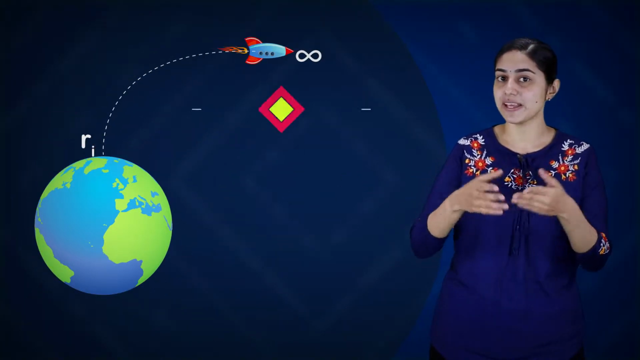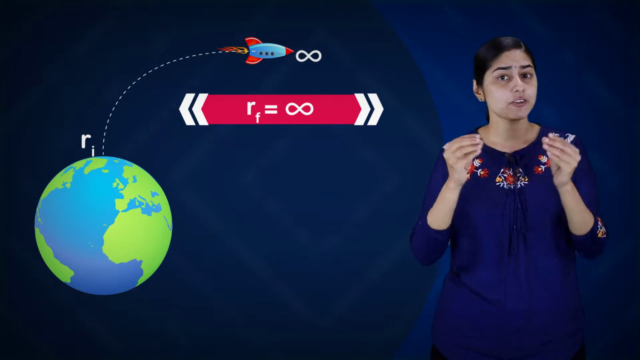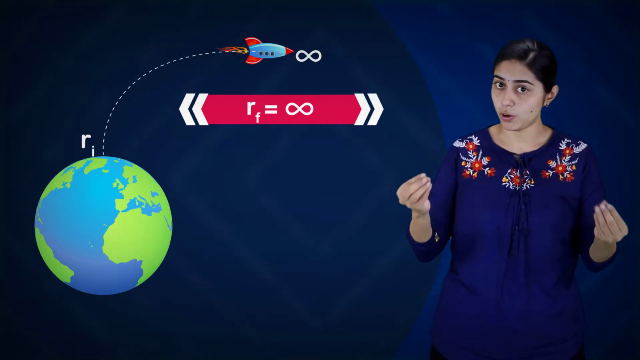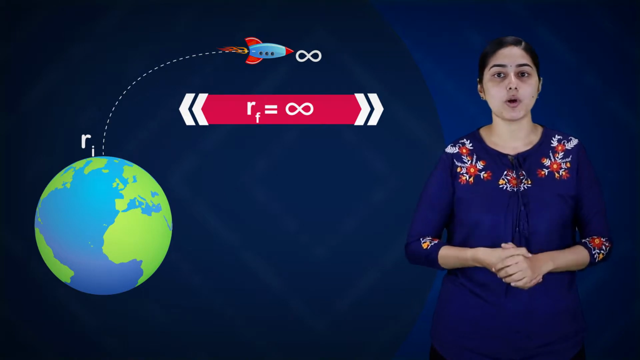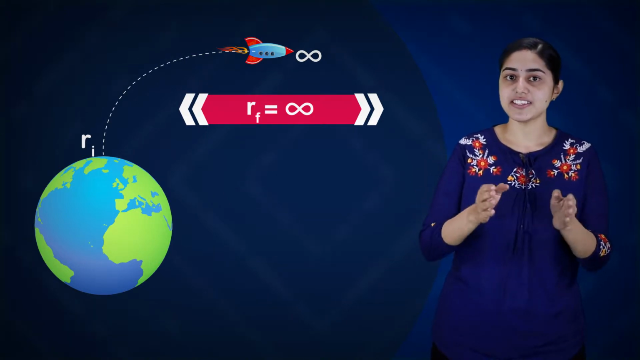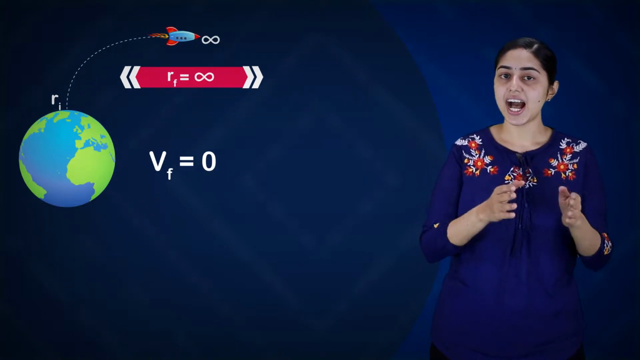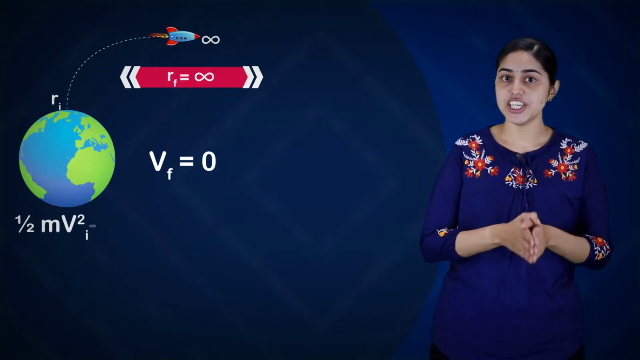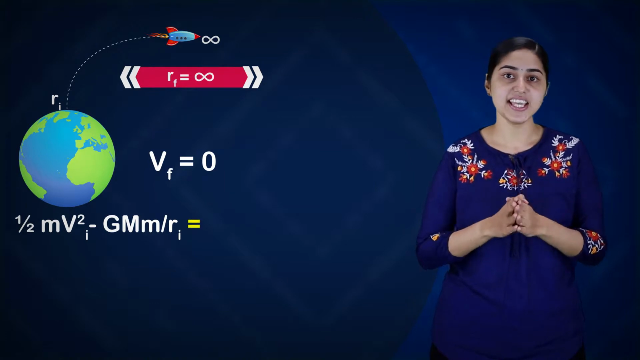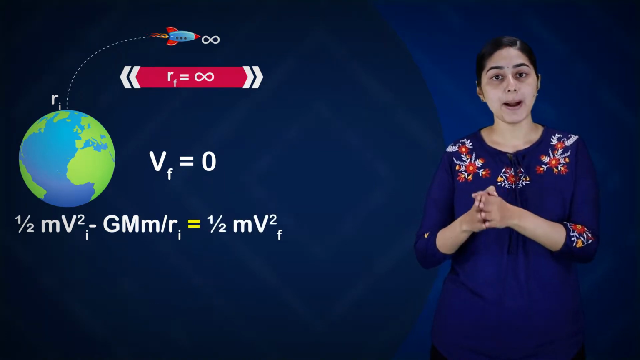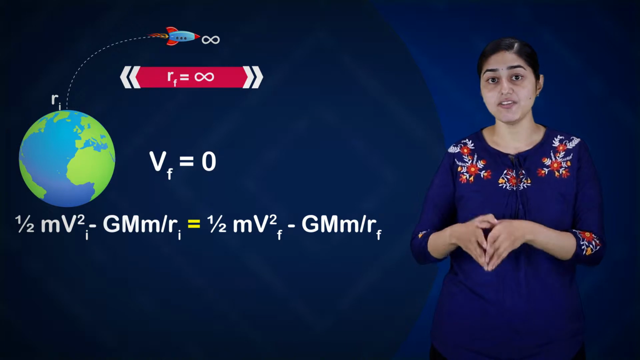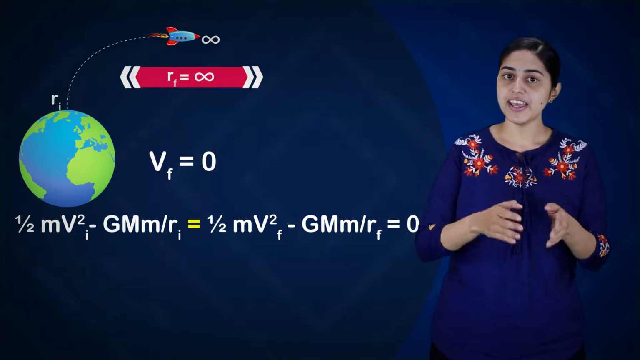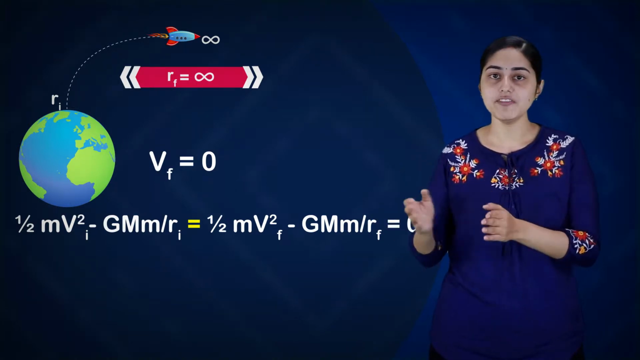Let's say we fire a rocket from the surface of the Earth whose initial distance is given by Ri to a far off place, say infinity, then the distance Rf becomes equal to infinity. We are trying to find the minimum velocity with which we can launch the rocket such that there is no excess velocity at the end. That is, Vf is equal to 0. So we get half m vi squared minus GMm divided by Ri is equal to half m vf squared minus GMm divided by rf, which is equal to 0 because vf is equal to 0 and rf is equal to infinity.